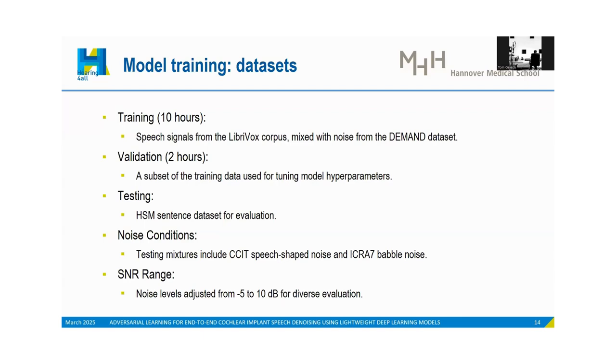We use 10 hours of speech signals from the LibriVox corpus mixed with the DEMAND dataset, which are noises found in nature or in daily life objects such as washing machines and stuff like that. The validation set will be 2 hours, basically 20% of the training set. The testing will use a German dataset, the HSM sentence set. Also for testing, we have noise conditions such as CCITT, stationary noise, and ECRA7, which is 7-speaker babble noise. The SNR ranges we're using for testing and training range from -5 to 10 dB.